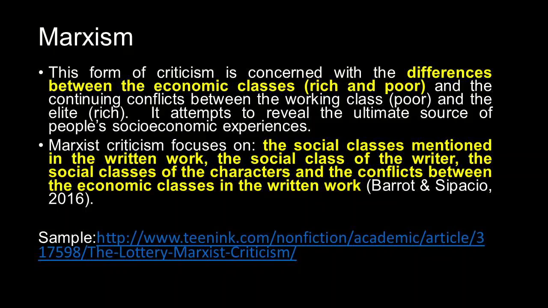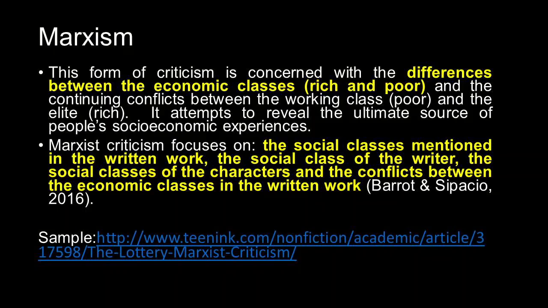Last but not the least, we have Marxism. Now, this approach is coined from the name of Karl Marx, and it is concerned with the differences between the economic classes, the rich and the poor. In other terms, some people might call it the struggle between the proletariat and the bourgeoisie. Okay, and it deals with the continuing conflicts between the working class and the elite. We don't look at them as separate entities, but we also look at them as entities which coexist in society.